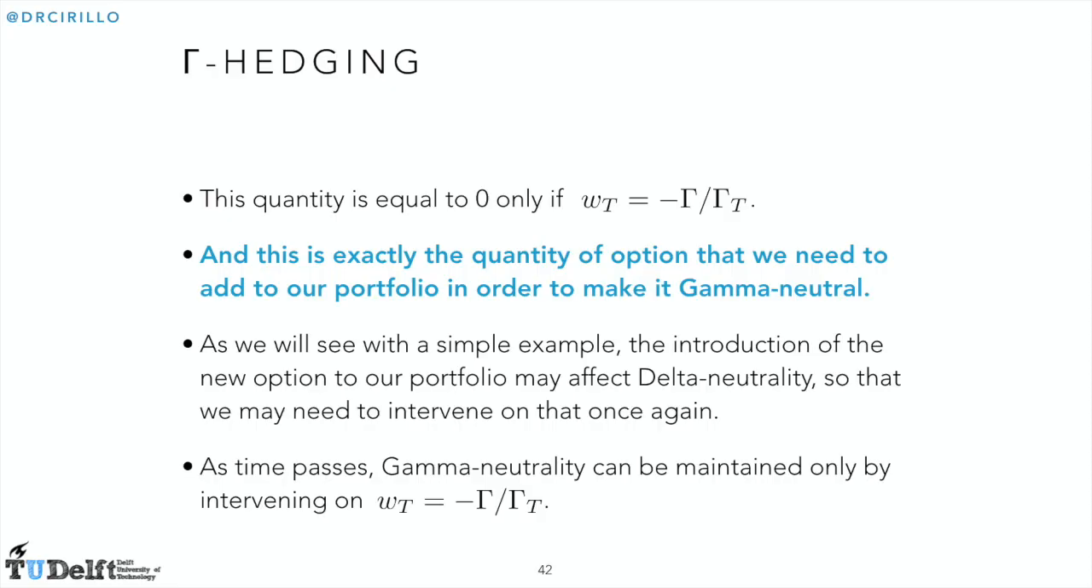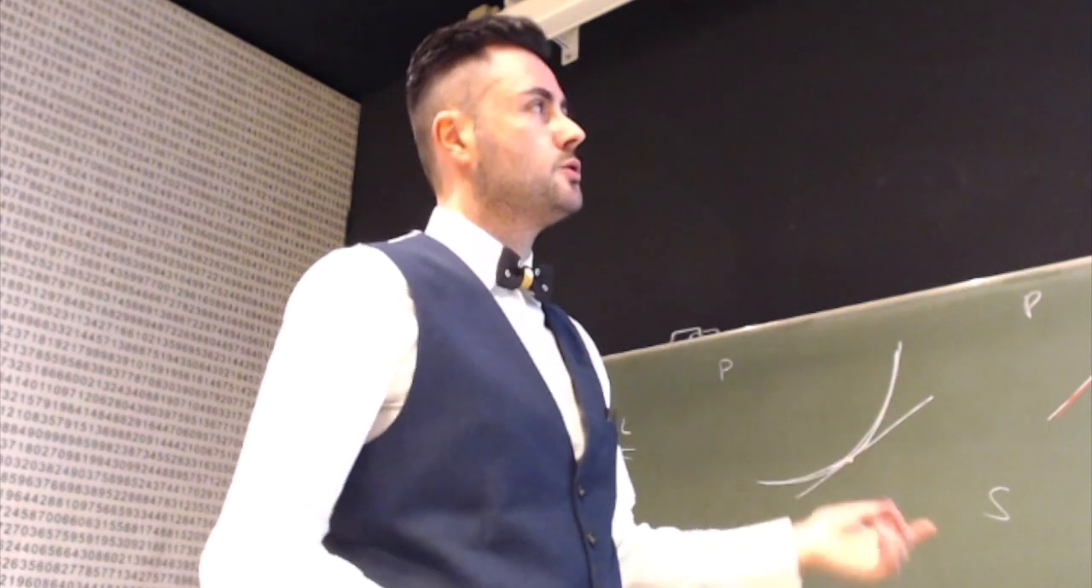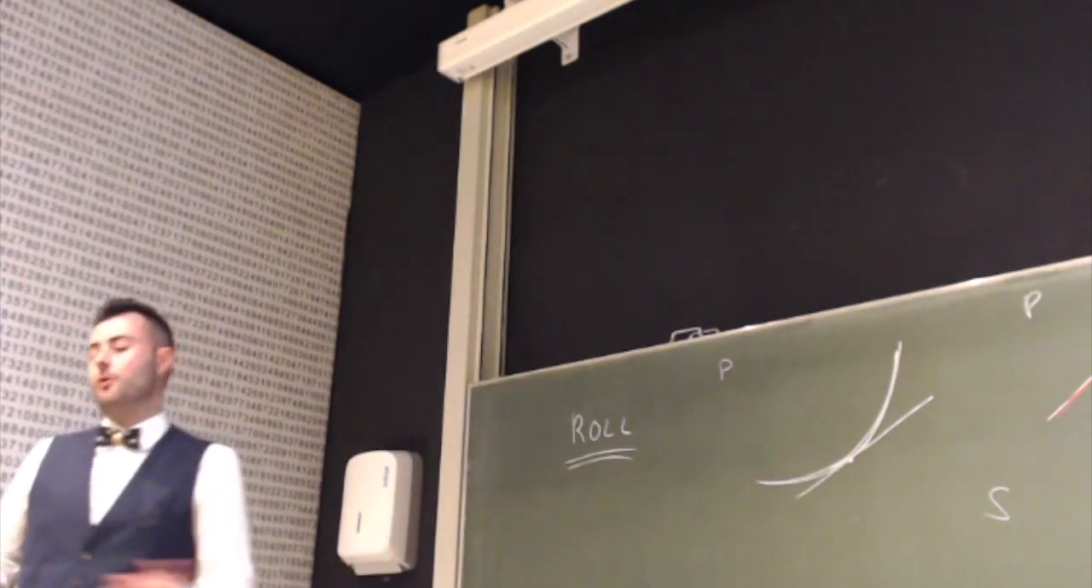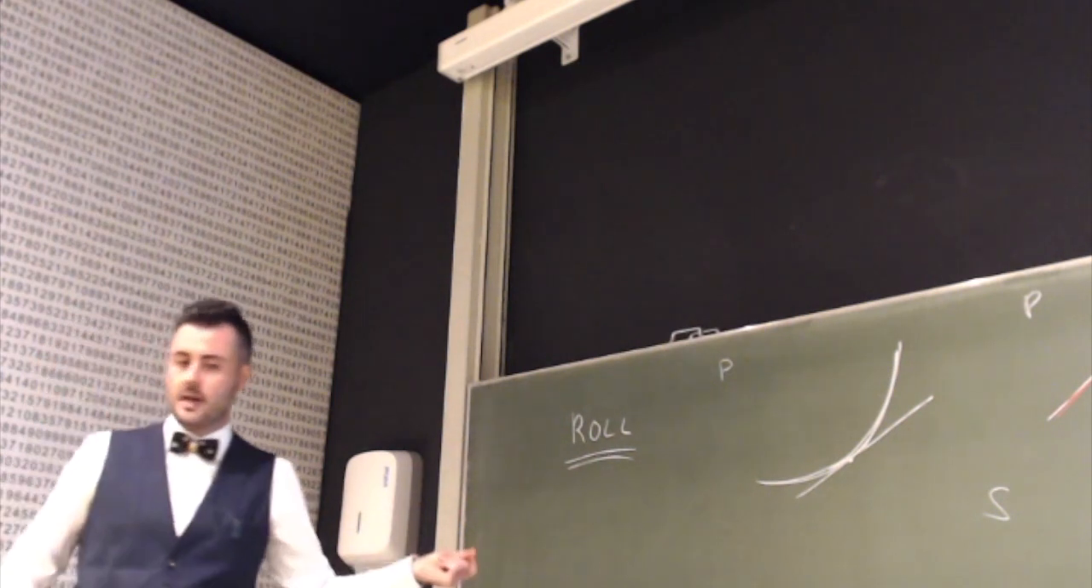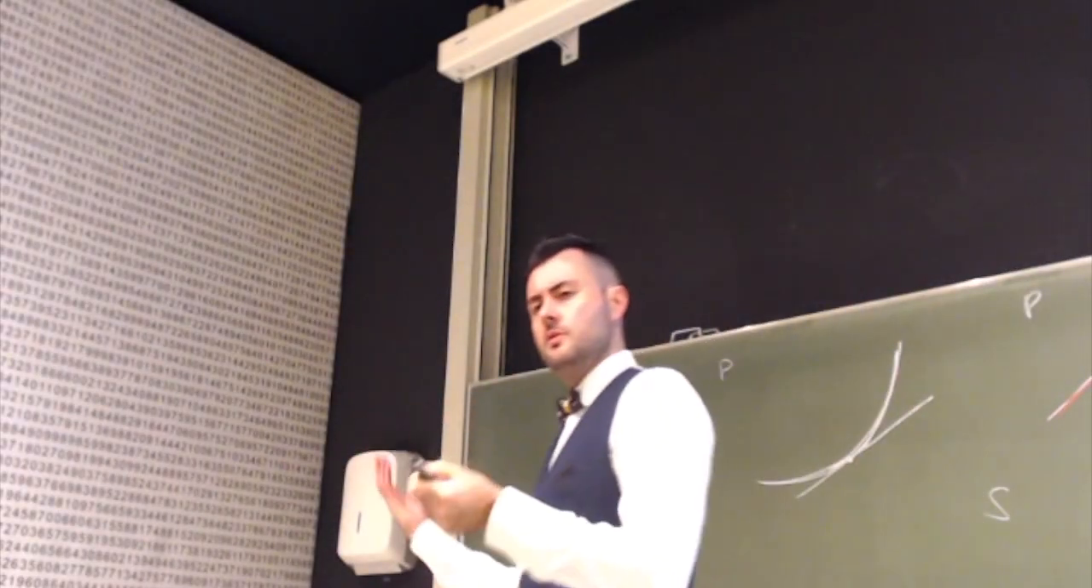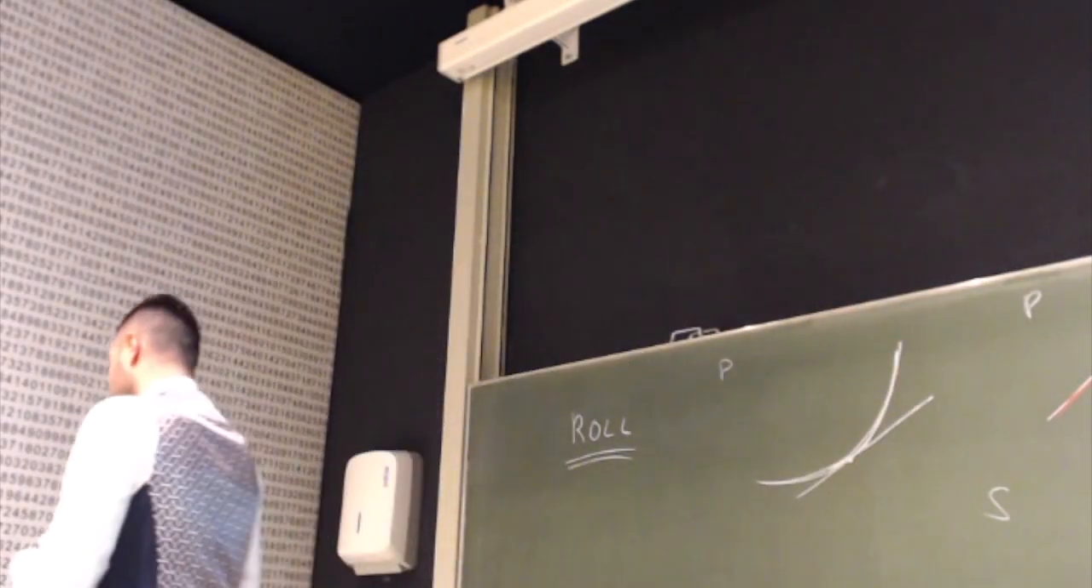Now, using extremely complicated mathematics discovered yesterday, this quantity is minus gamma over gamma T, okay? So you just set this equation to 0 and you solve. If you do that, you see that the formula is extremely simple. Minus gamma over gamma T. This is the quantity that we have to add or remove from our portfolio.